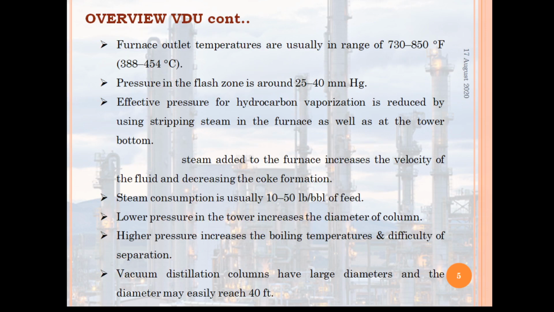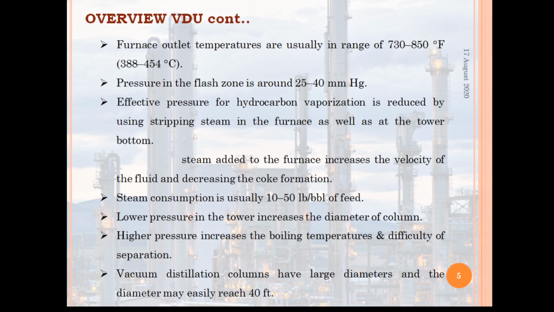So here is another overview. Before the vacuum distillation unit, here also we need one furnace to raise the temperature of the feedstocks. The furnace outlet temperatures are usually in the range of 388 to 454 degrees centigrade, and the pressure in the flash zone is around 25 to 40 mmHg. Okay, so 25 to 40 mmHg for the pressure in the flash zone.